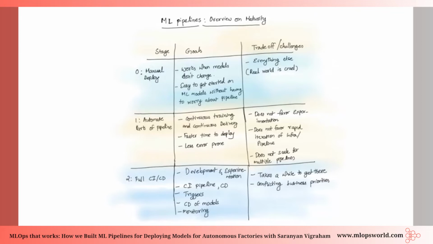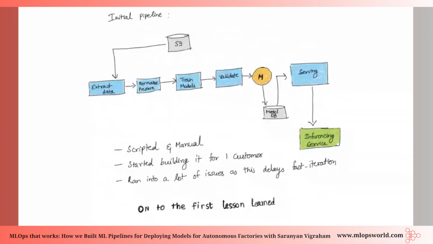So at Petium, what we did was we did parts of these things, though we didn't get everything. But we got to the triggers part, we got to monitoring, we got to certain things that helped us scale better. So the initial pipeline is a very simple thing. You have your S3, and you have a bunch of scripts that run in a sequence. Then you have your collection of models. You store them in a model database, and you serve them, and you have your inferencing service that runs on top of it. So this is how everybody starts, in my mind.